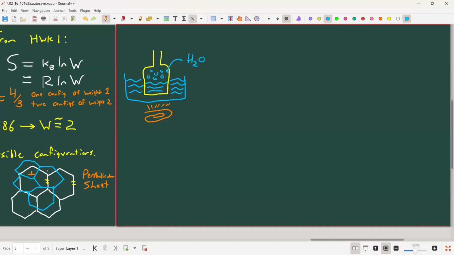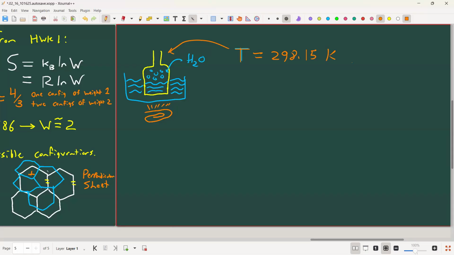Right, and I'm going to heat it. Let's just say initially the temperature is 298.15 Kelvin. Okay. Right, and I know I want to boil this water.